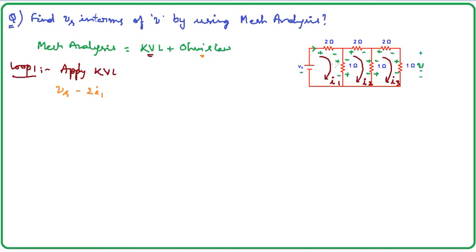Next, I need to consider this 1 ohm resistor. There are two currents passing through this 1 ohm resistor. The first current is I1 and the second current is I2. Here, as I am in loop 1, I assume that my current I1 is more compared to I2. So the current passing through this 1 ohm resistor is I1 minus I2. And of course it is a drop, so minus, the resistance is 1 ohm, and it is I1 minus I2.